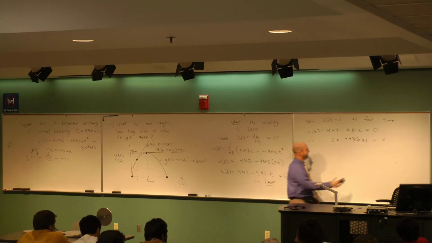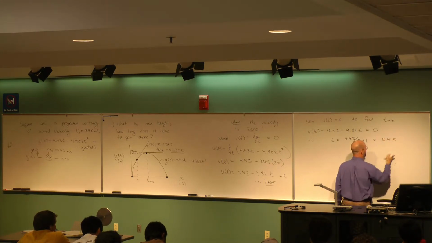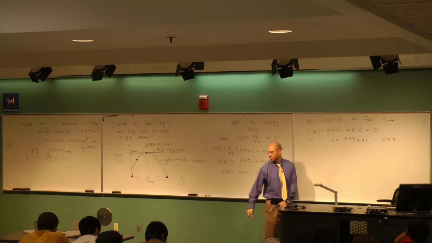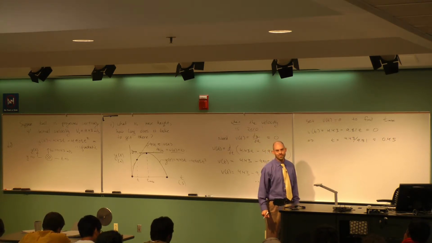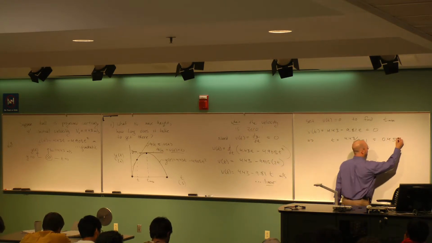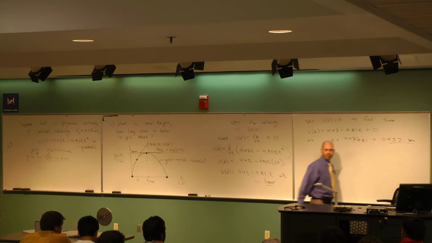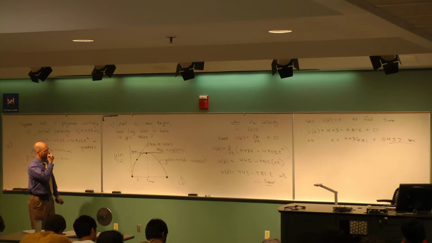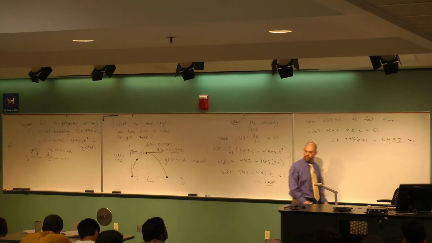Is it 0.45? How many digits? 0.452? That's interesting. 0.452. Is that the answer to all dynamics problems, 0.452?